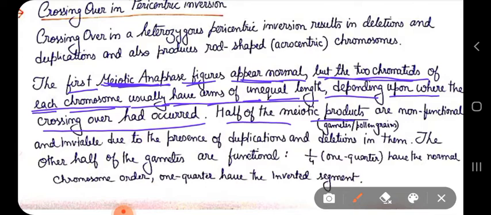Half of the meiotic products, that means the gametes, will be non-functional and inviable, that means inactive, due to the presence of duplications or deletions in them. So when crossing over occurs in heterozygous pericentric inversion, there will be deletions and duplications, and thus the chromosomes will have arms of unequal length when you observe them in the first meiotic anaphase.